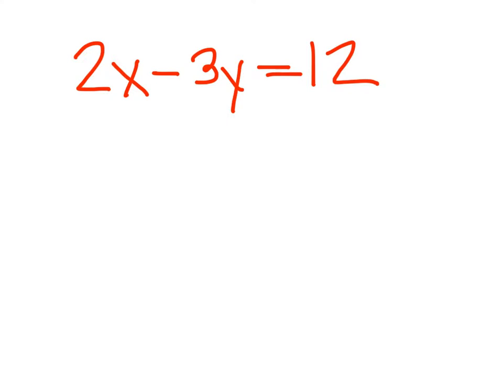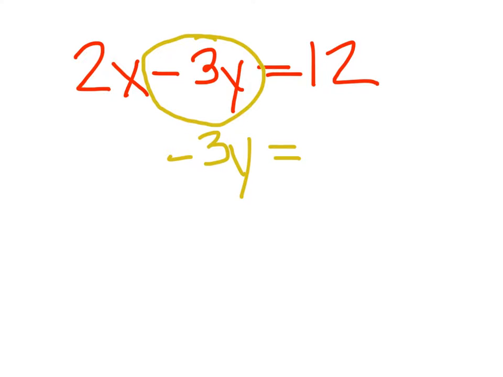The next one is 2x minus 3y equals 12. 2x minus 3y equals 12. My first move is going to be to leave this y term and the sign in front of it on the left side, negative 3y. Move the x term to the right side, make it negative 2x, and keep your plus 12.